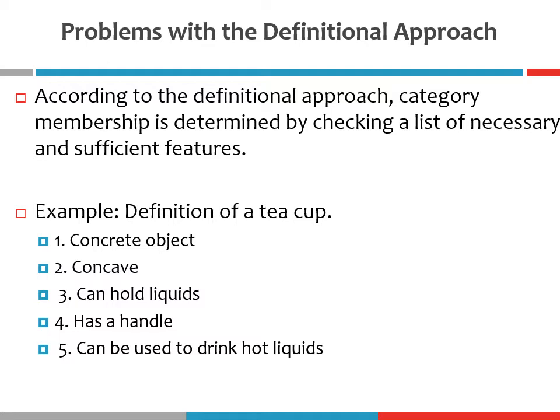So right away we see that our definition might not be appropriate, right? Because it excludes some things that we would consider teacups, right? And if we take those features away, so if we say, okay, our definition of a teacup is going to be the features 1 through 3 here, concrete object, concave, and can hold liquids, right? Just those features by themselves could include other objects, like things like bowls, for example, right? So even for something as simple as a teacup, we find that this definition falls short.